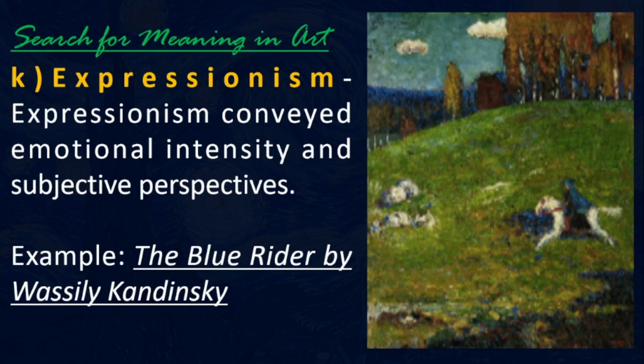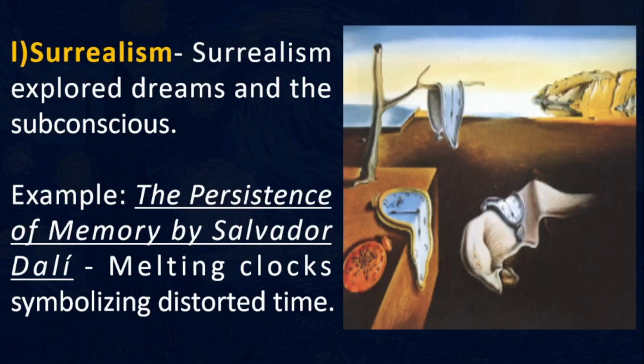Surrealism. Surrealism explored dreams and the subconscious. Example, The Persistence of Memory by Salvador Dali. This painting features melting clocks draped over a surreal landscape, symbolizing the fluidity and distortion of time. The dreamlike setting reflects Dali's interest in Freudian psychology and the subconscious mind. Its eerie, almost hallucinatory quality captures the essence of surrealism.